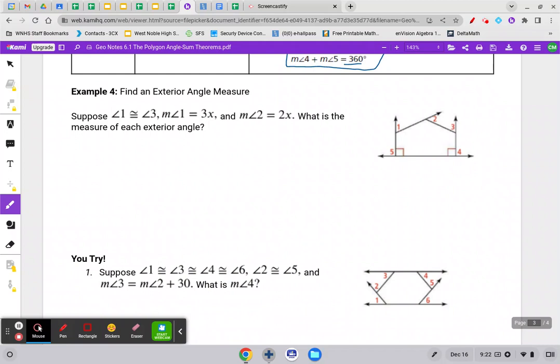We're first going to suppose that angle 1 is congruent to angle 3. So I'm going to mark those in. We also know that angle 1 is 3x, so I'm going to write that in for both of these. And I know angle 2 is 2x.